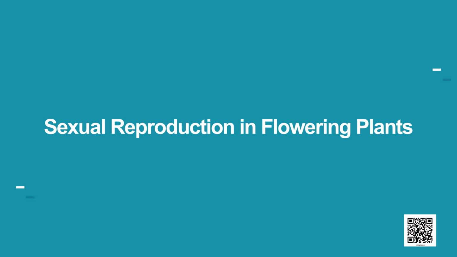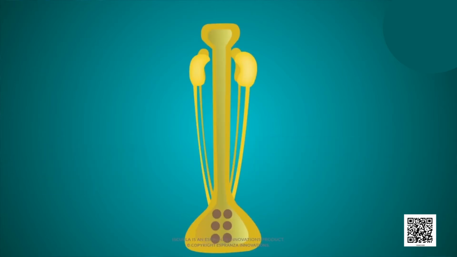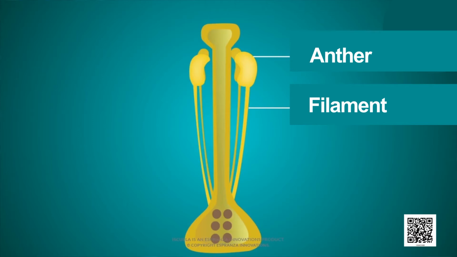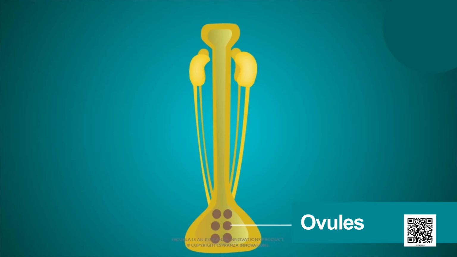Sexual reproduction in flowering plants. The reproductive parts of angiosperms are located in the flower. Stamens and pistil are the reproductive parts of a flower which contain the germ cells. Stamen is the male reproductive part and it has two parts: filament and anther. Pistil is present in the center of a flower and is the female reproductive part. It is made of three parts: stigma, style and ovary. Ovary contains ovules and anther produces pollen grains.